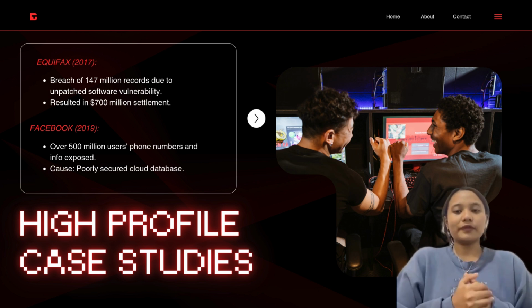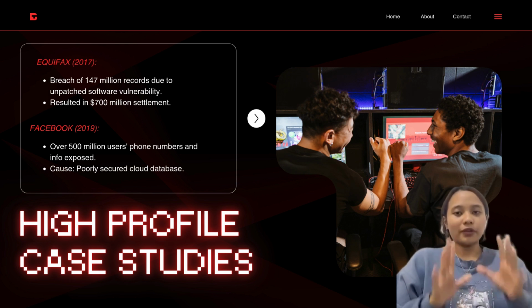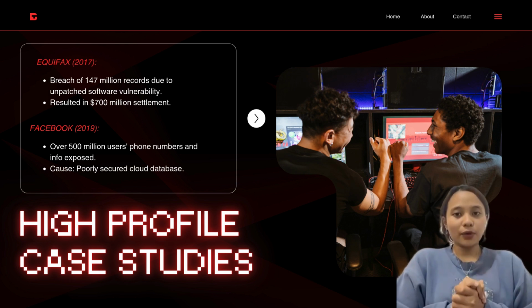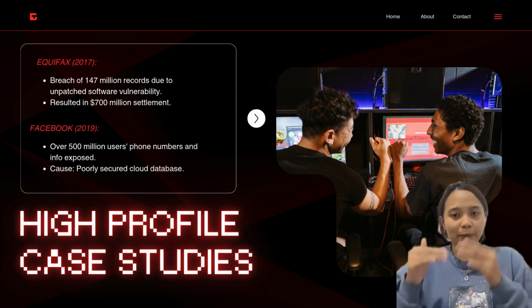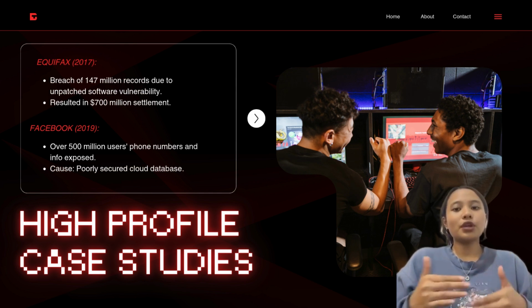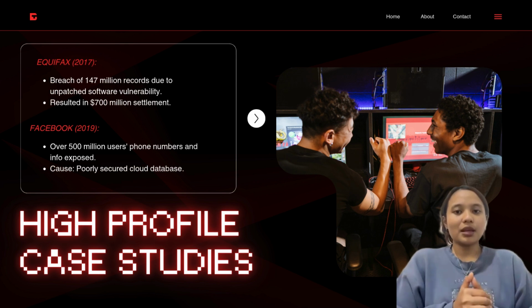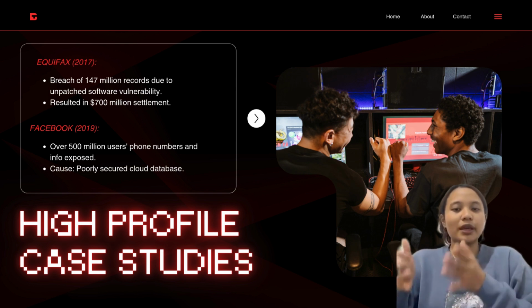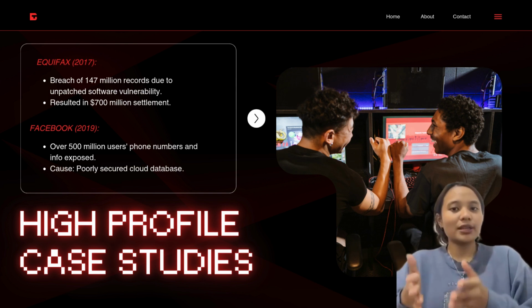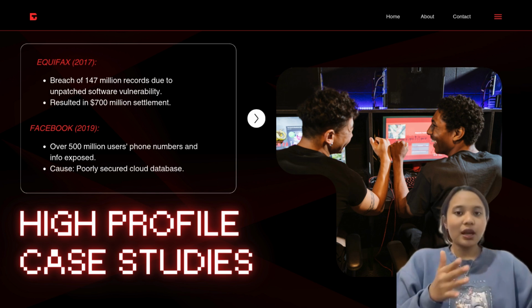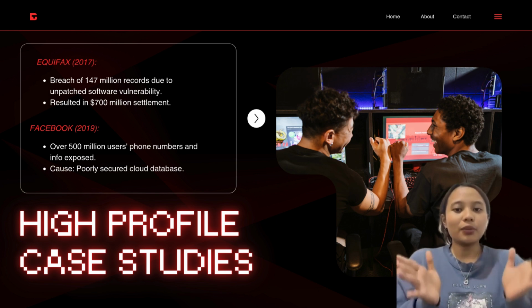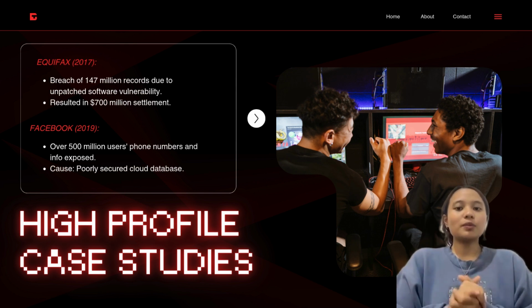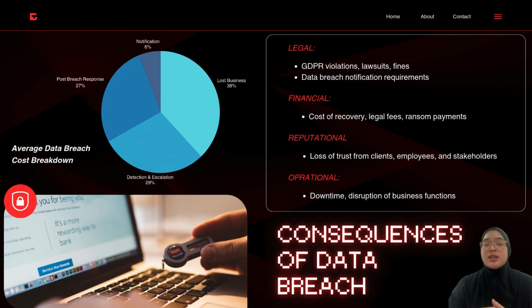Number two is Facebook in 2019. Over 500 million users had their phone numbers exposed. This happened because of a misconfigured cloud database, a simple mistake with massive consequences. These examples show that even tech giants with large security teams are vulnerable and highlight the importance of continuous monitoring and awareness.